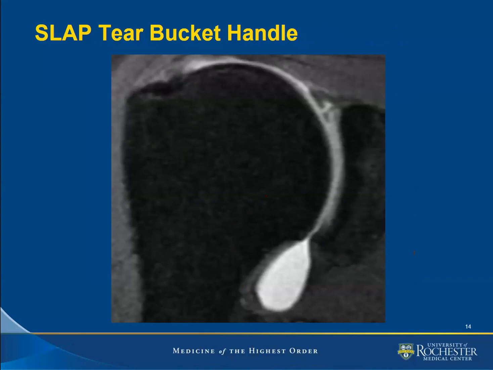Now, one thing to be familiar with is this idea of the bucket handle SLAP tear. Essentially, a bucket handle SLAP tear is splitting the labrum into two components, where the inferior component is displaced inferiorly into the glenohumeral joint. As you can imagine, having this extra labral fragment in the joint is going to produce symptoms of pain, clicking and locking sensation within the joint.